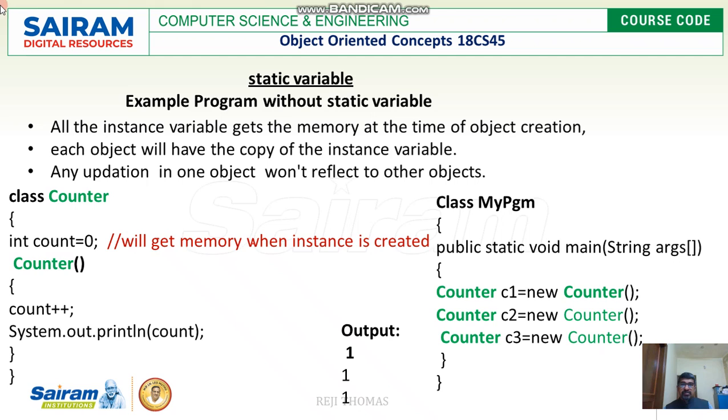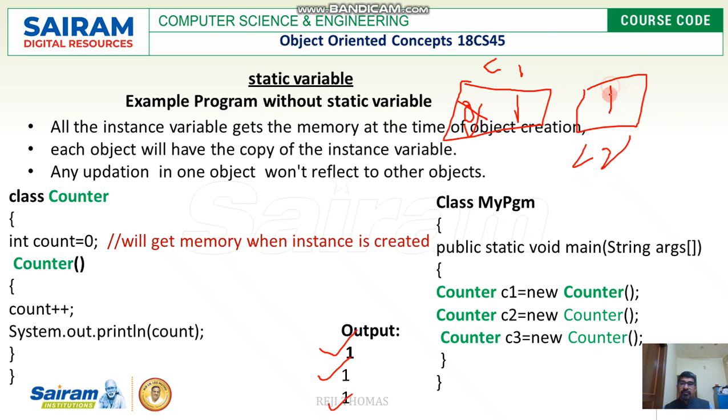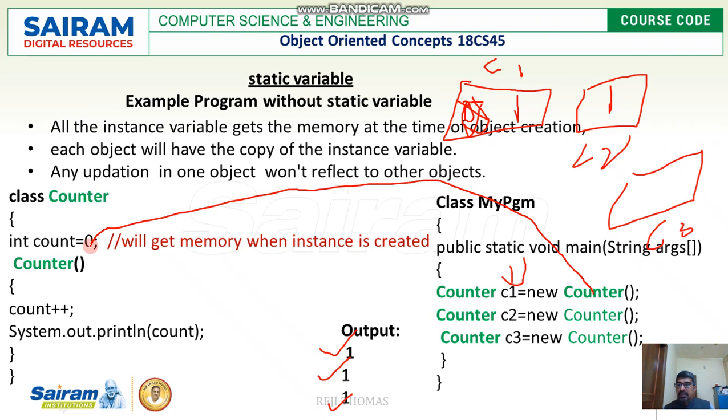Now let us see what output this is going to create. This is going to give the output as 1, because initially every place it was 0. We incremented this by 1. This is for my C1. Then for my C2, which is going to be 1, and for C3, this is 1. How is this done? The moment I create the object, this will be initialized to 0, and we have a constructor. It will come to this, which is going to increment this by 1. Initially it was 0, then it is 1.